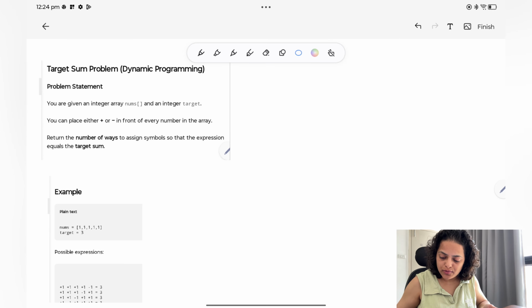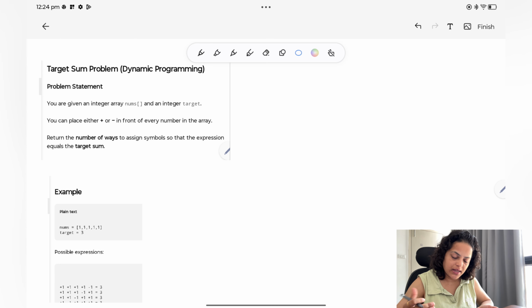Hey guys, let's discuss a new problem from dynamic programming, which is called the target sum problem. Before solving this problem, you should know how to count the number of subsets for a particular target. That one you should know, and this is just similar to that. We will transform this problem into that, and the solution will be the same.